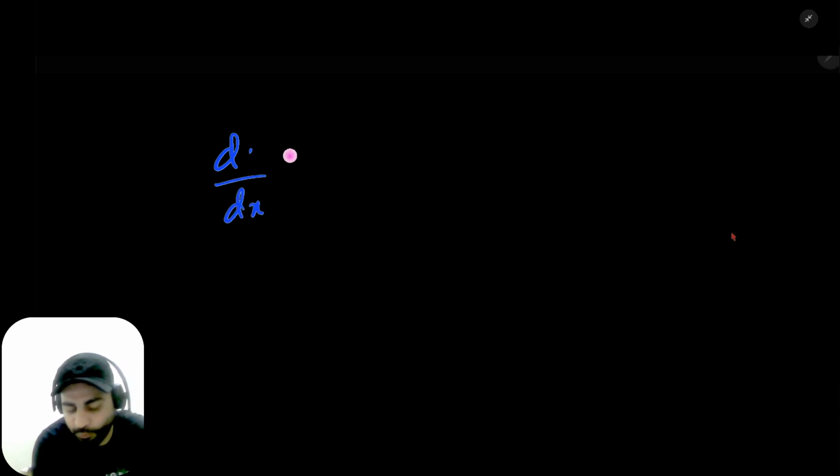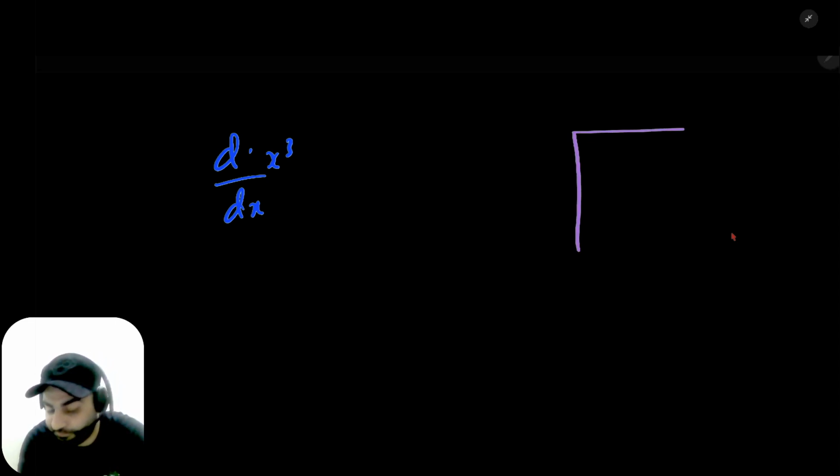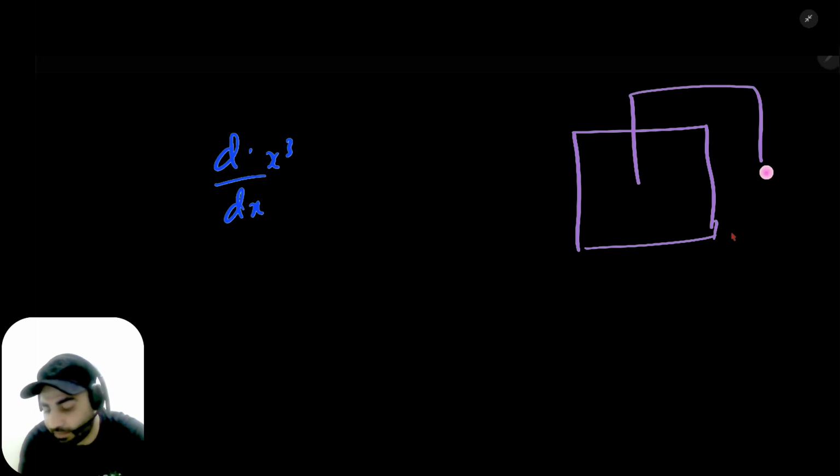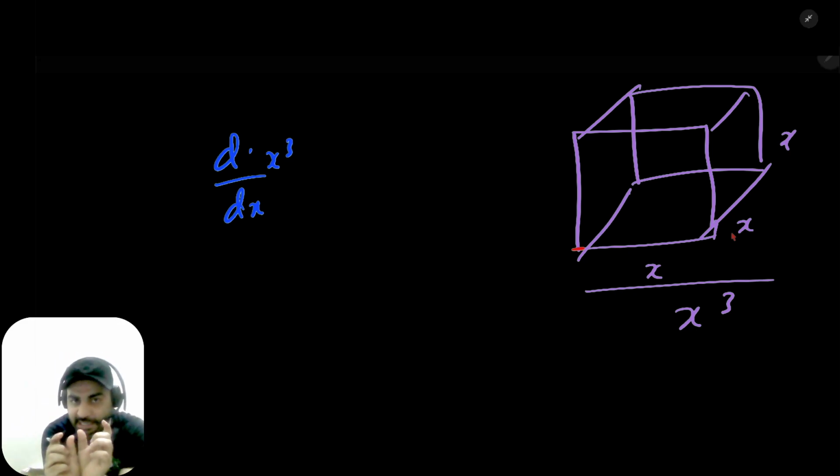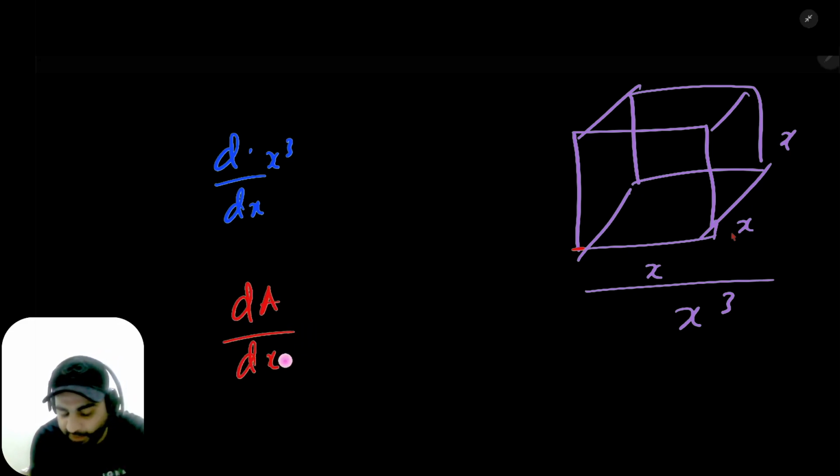d by dx of x cube. So how you can imagine it intuitively is like this. If you have a cube like this, with each side x, its volume will be x cube. Now a slight nudge: if you slightly change the side of this cube, there will be a change in volume. d of a divided by d of x will be d by dx of x cube.